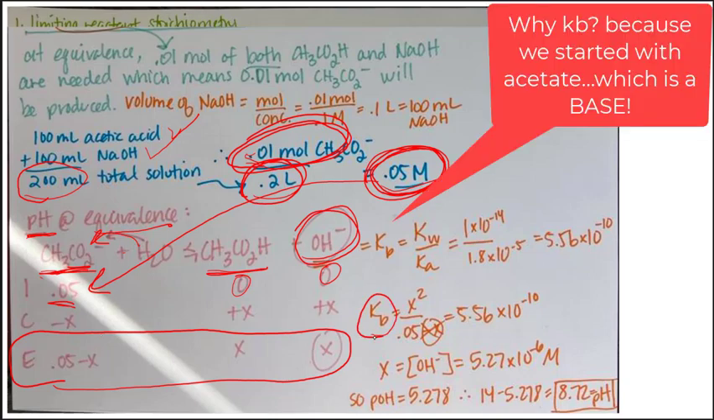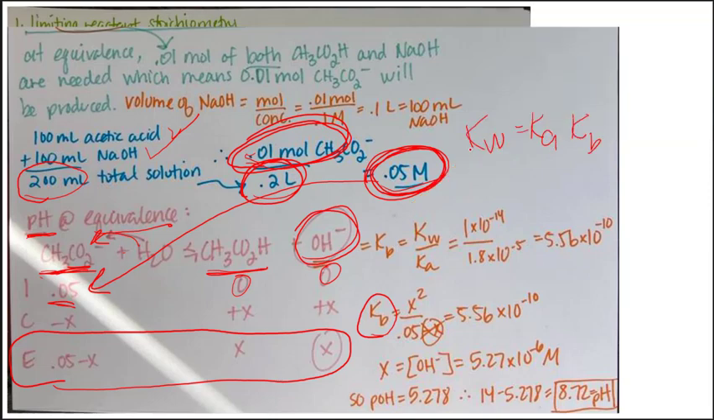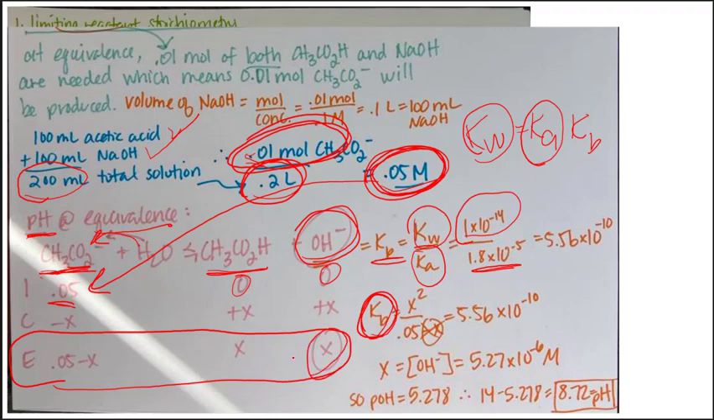Now, in order to find Kb, remember that Kw is equal to Ka times Kb. Well, we know Kw is 1 times 10 to the negative 14th. And we know our Ka, or we could look up our Ka for acetic acid. It's 1.8 times 10 to the negative 5. So Kw divided by Ka will give me my Kb, which is what we need here. We know that Kb is going to be equal to x squared divided by 0.05 minus x.